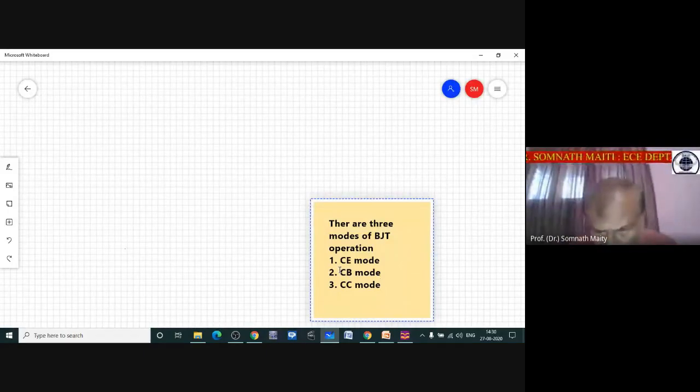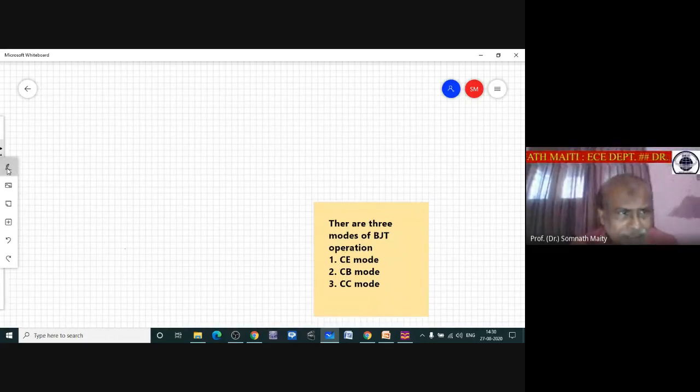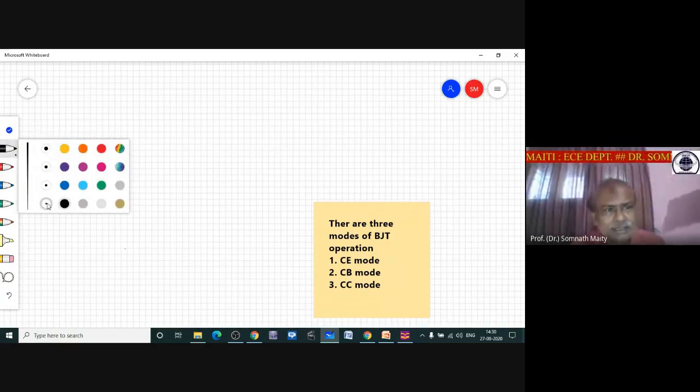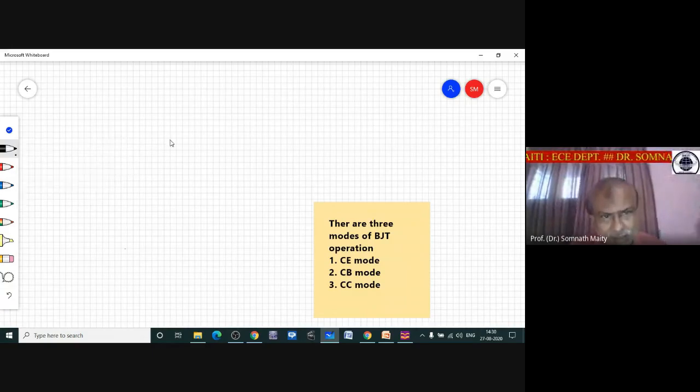Now, in all these three modes, C stands for common. What do we mean by common? Let me draw a figure. So let us draw a symbol of the transistor.